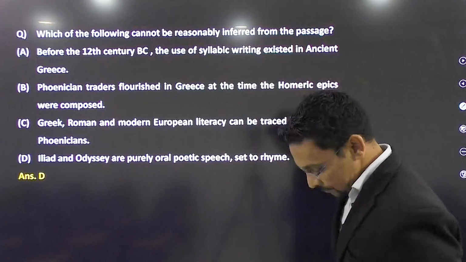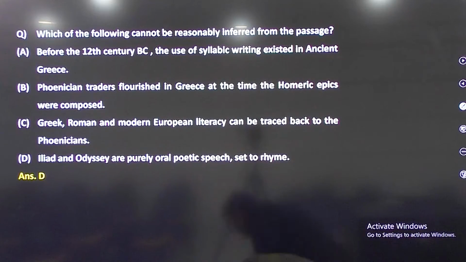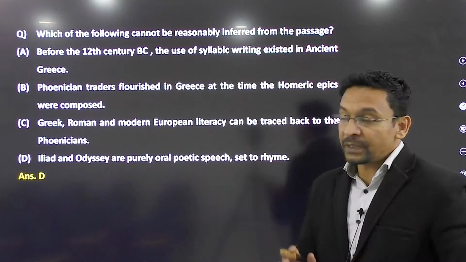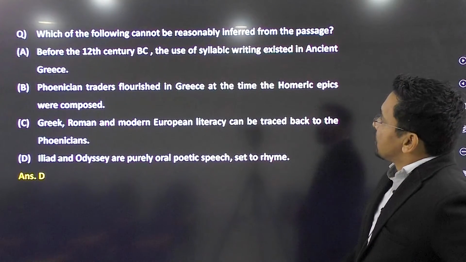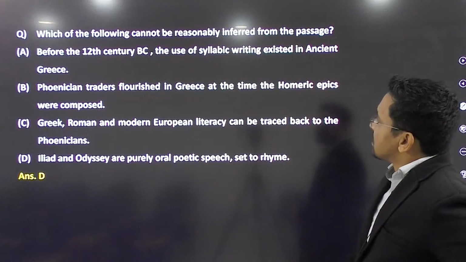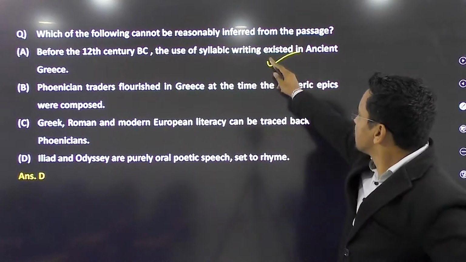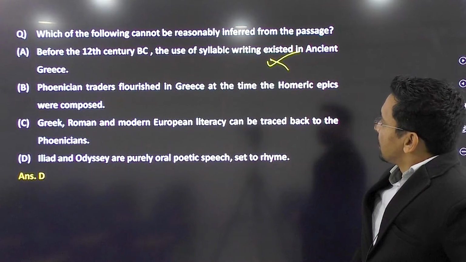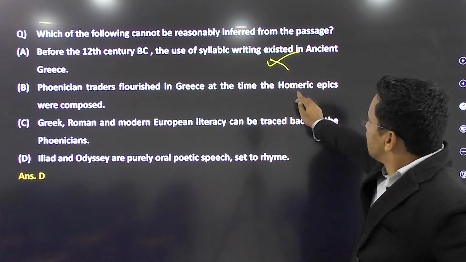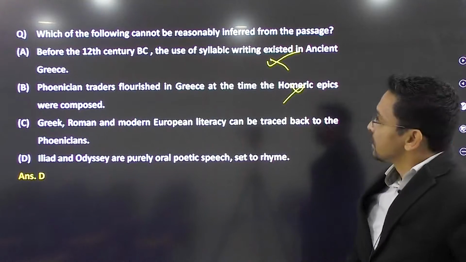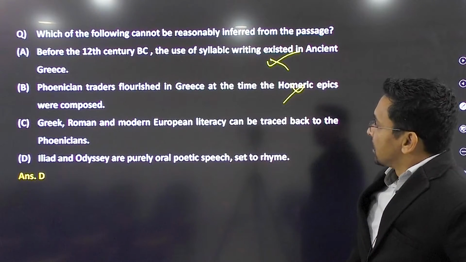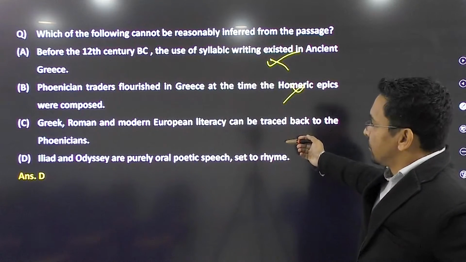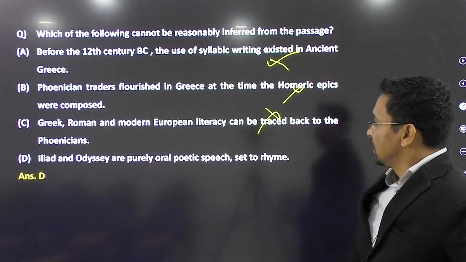Find the first question. Which of the following cannot be reasonably inferred from the passage? Not be. Before the 12th century BC, the use of syllabic writing existed. This can be inferred, so this is not the answer. Phoenician traders flourished in Greece. Yes. It can also be inferred, right? Greek, Roman, and modern European literacy can be traced back to the Phoenicians, absolutely.